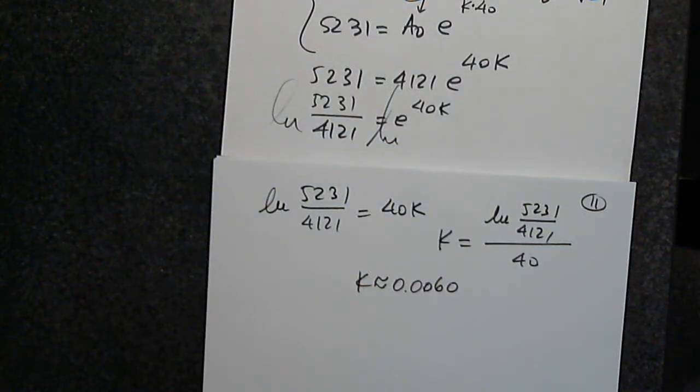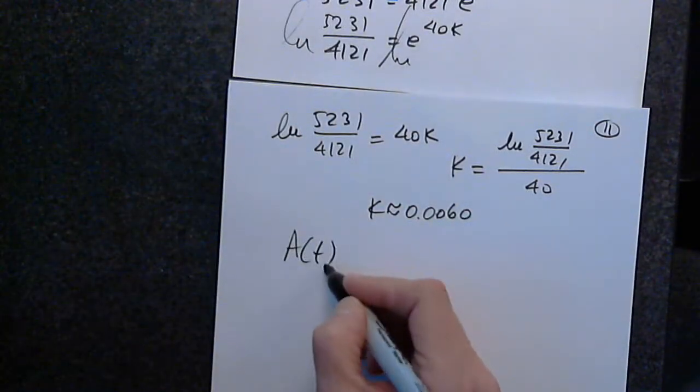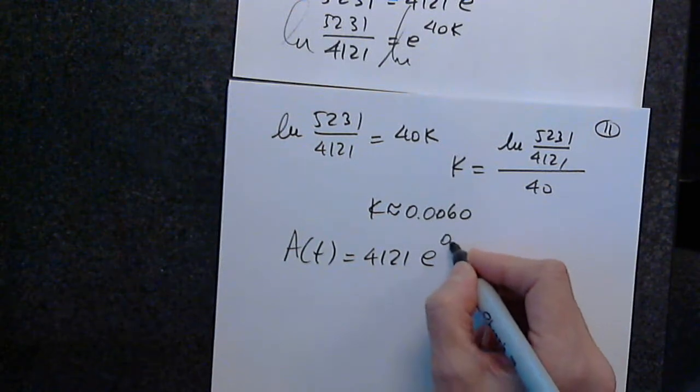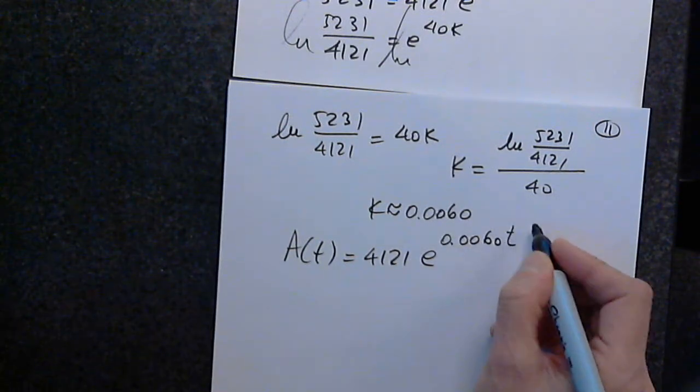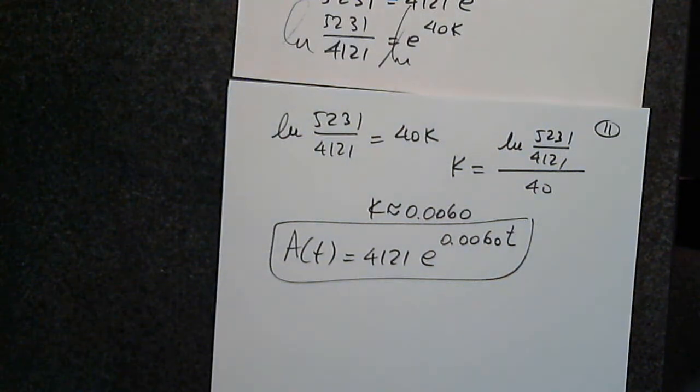So now I can write the entire model. Did we get that? So now the model is this, clearly. A of t equals 4,121 e to the 0.0060 t. That's all they wanted us to find. They're asking us to find the model.